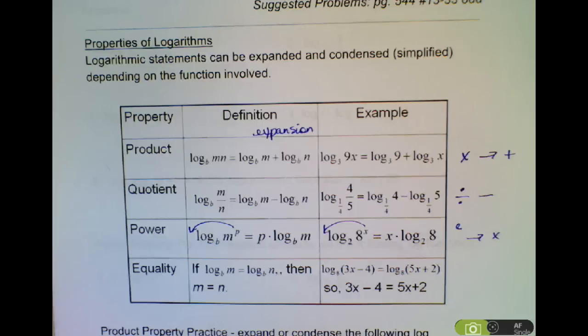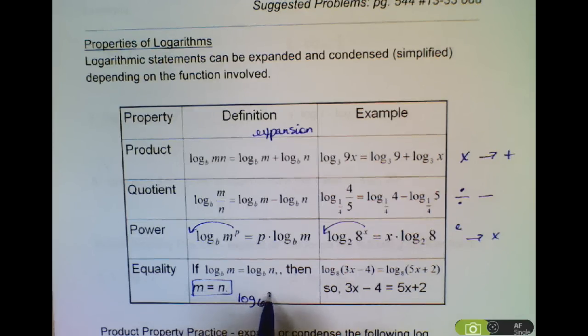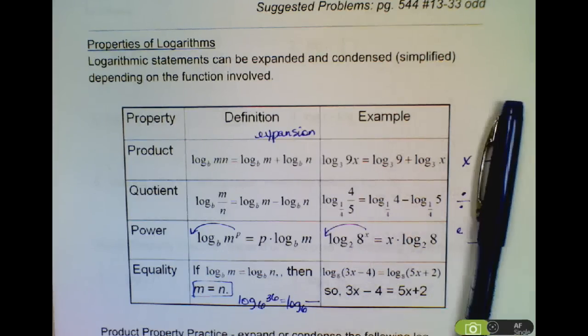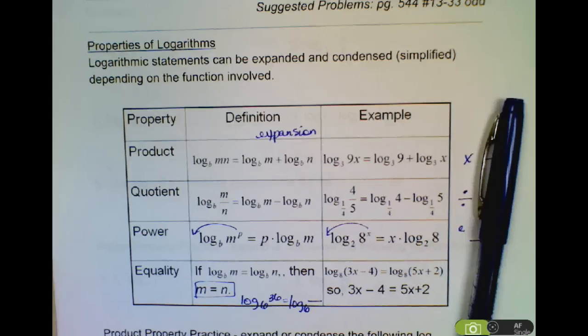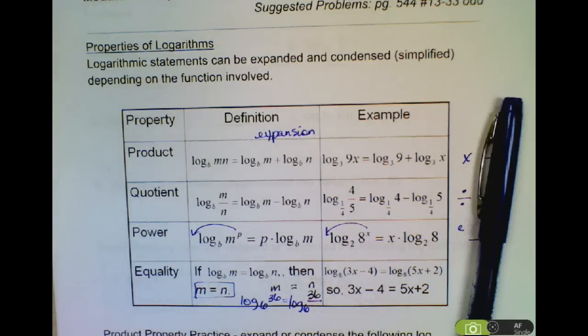Okay? The last one you need to know is equality. If log_b(m) equals log_b(n), then m and n have to be equal. So let's think about that for a minute. If I have log_6(36) equals log_6 of some number, and they have to be equal, then I know that number has no choice but to be 36. It has to be 36 because they have to be equal. So if this is my m and this is my n, then those two must be equal. That's what that statement is saying.